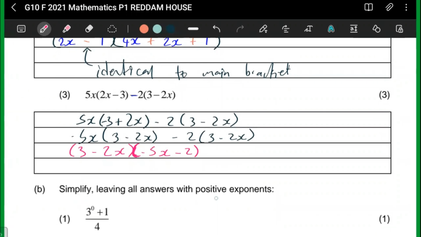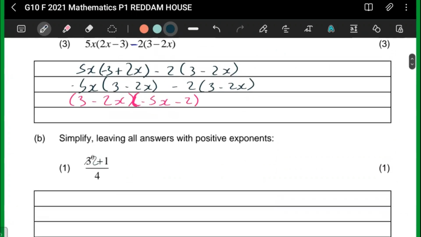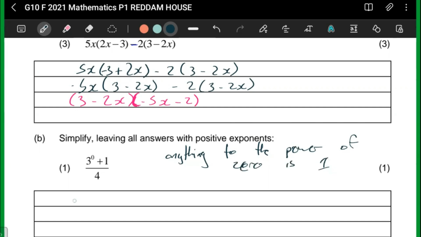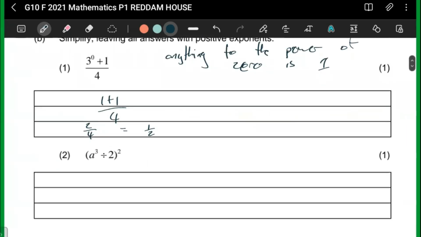Simplify, leaving all answers with positive exponents. A basic law showcased here is that anything to the power of 0 is 1. Something to boost your confidence. So here you can have 1 plus 1 over 4. That's just going to give you 2 over 4, which is just 1 over 2.